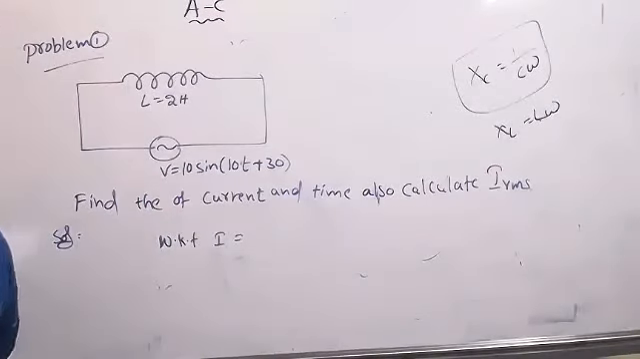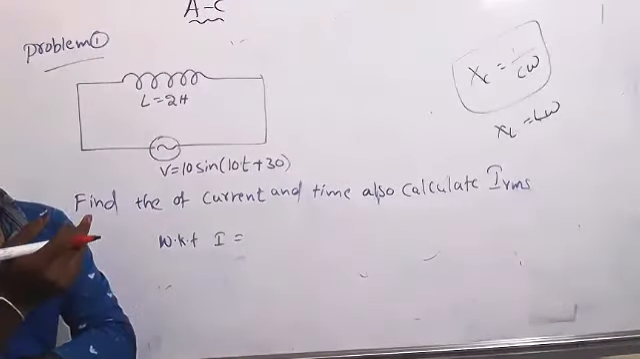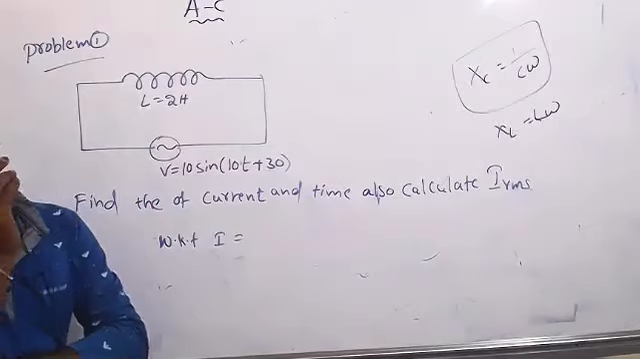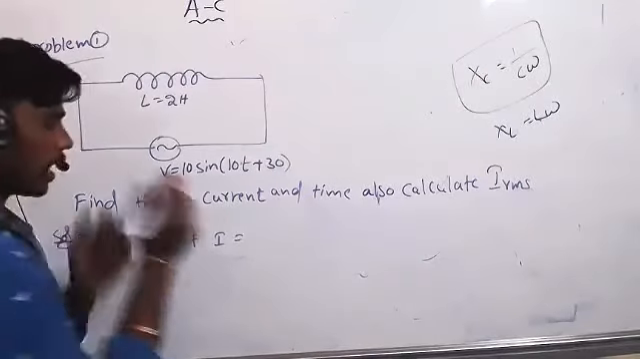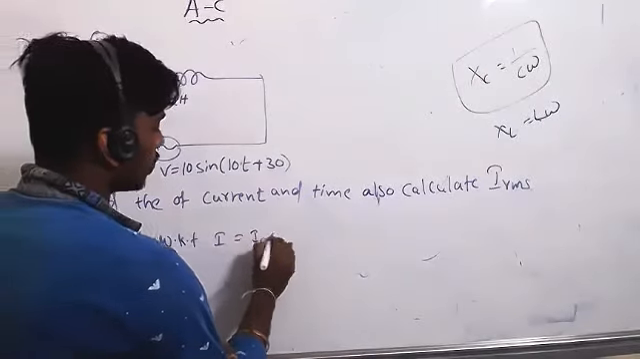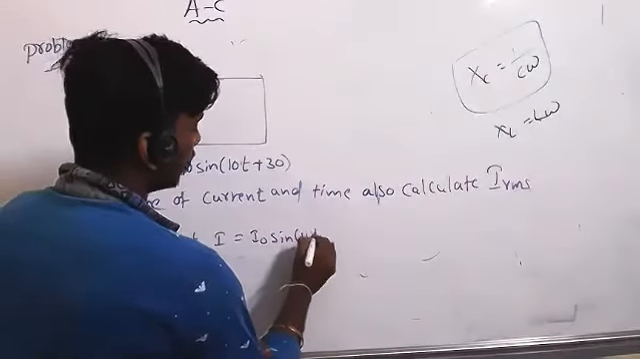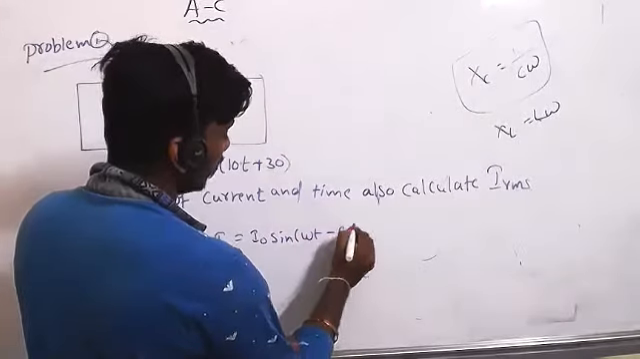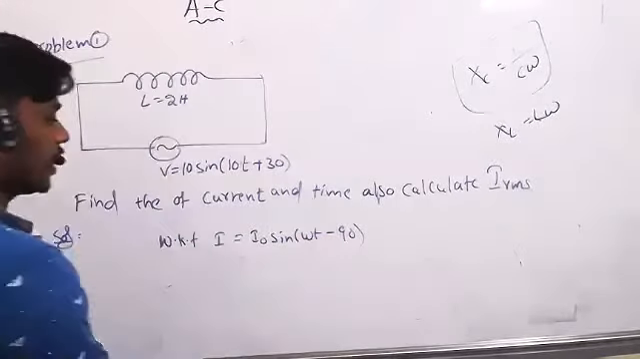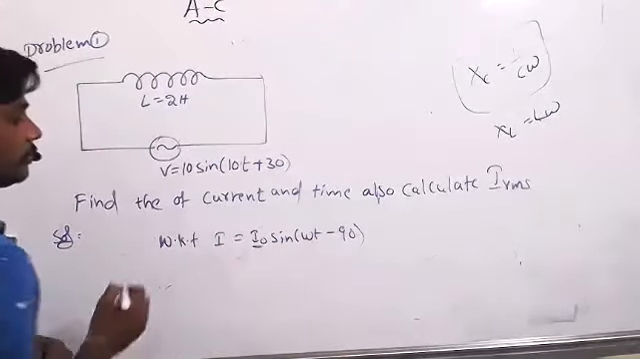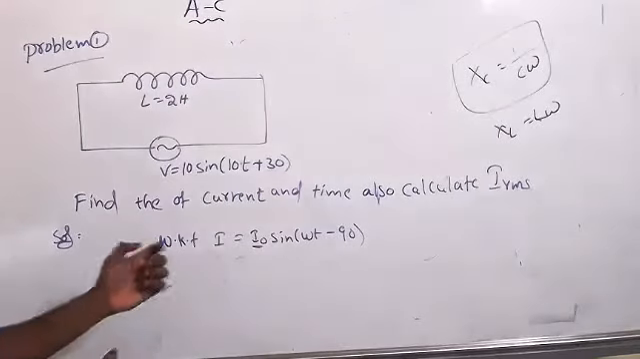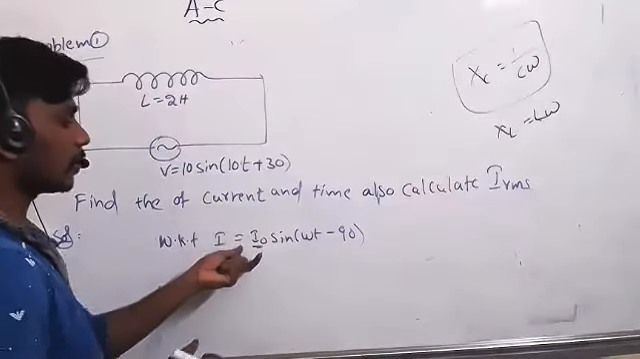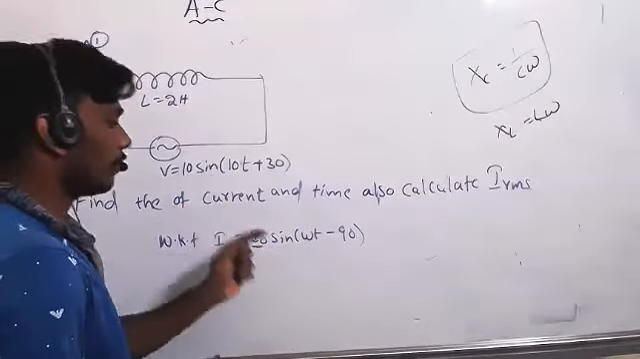In the inductor, current is leading or lagging? I naught sine omega t minus pi by 2. Pi by 2 is nothing but 90, right? Now we have to find out I naught. So if we want to find out I naught, we have to substitute, and omega we have to substitute.